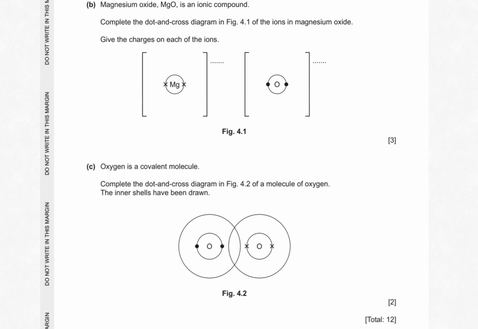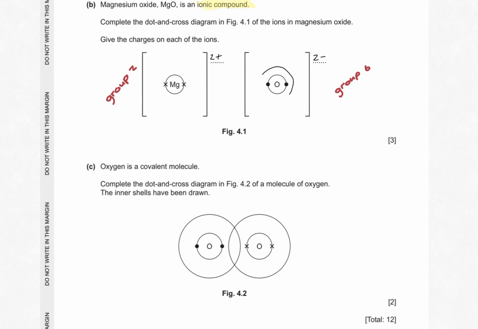They say magnesium oxide, MgO, is an ionic compound. Complete the dot and cross diagram in figure 4.1 of the ions of magnesium oxide. Give the charges on each of the ions. So we know that magnesium is in group 2, so it would have a charge of 2 plus. Now oxygen is in group 6, so it would have a charge of 2 minus, meaning that magnesium will lose 2 electrons to oxygen that would gain the 2 electrons.